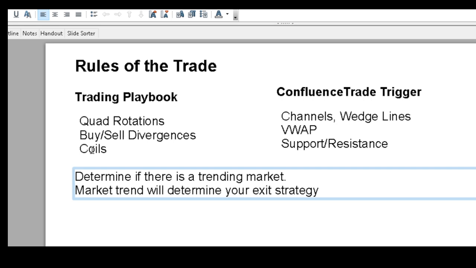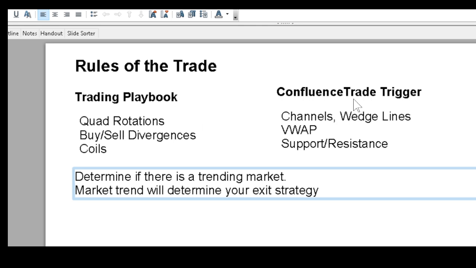Coils. Coils are a great timing tool. I love coils in combination with everything. Quad coil, coiled with a divergence hold. Coils are really important. And these are the different setups that we're looking for, that we're going to see with stochastics. We're going to see the quad rotations with stochastics, the buy-sell divergences and coils. All this we're going to see with stochastics.